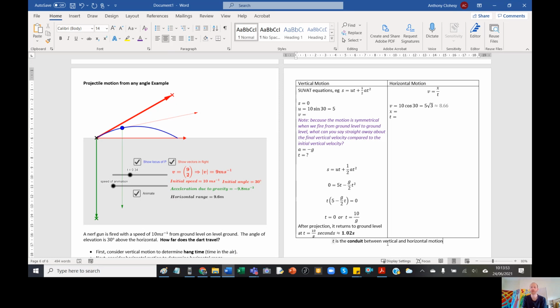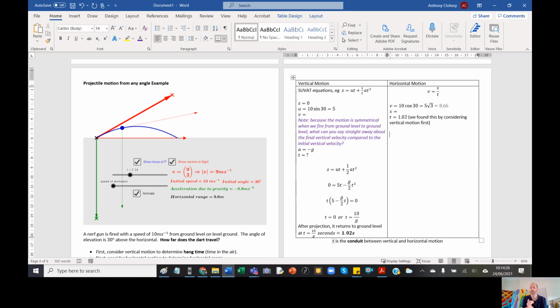It's the crucial thing you need to link the two, because vertically the motion is not affected by the horizontal and vice versa. If the thing is in free fall, it's going to keep moving sideways at the same rate. But what we do know based on the vertical motion is how long it's in the air for, and as soon as we know that, we can come up here and fill in t. And here we found this by considering vertical motion first.